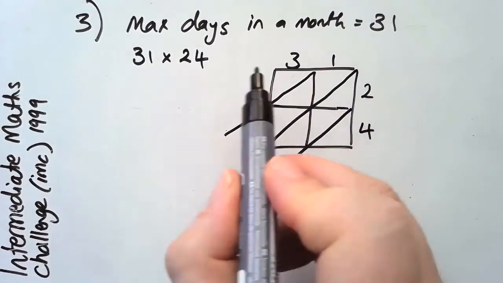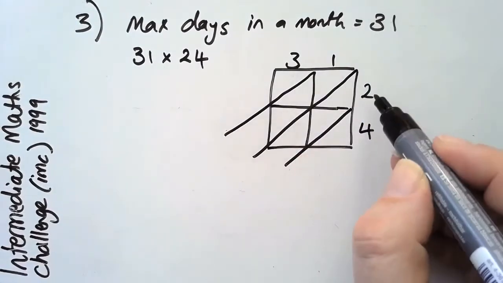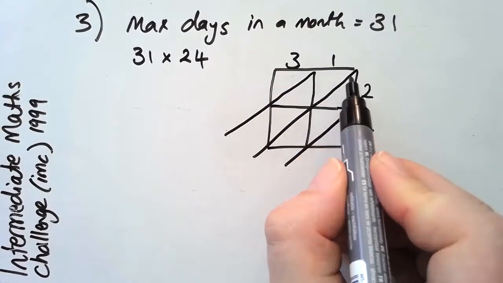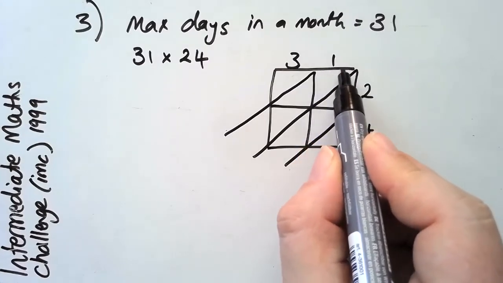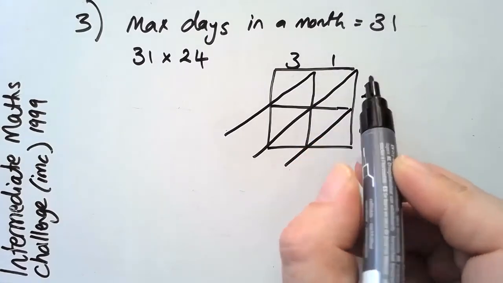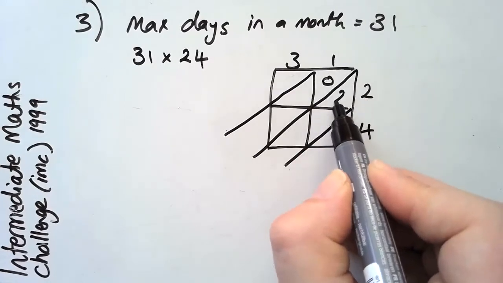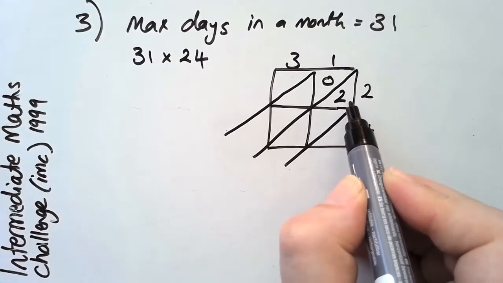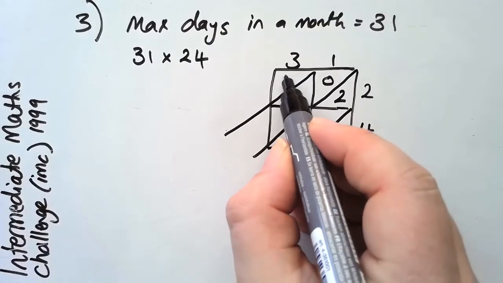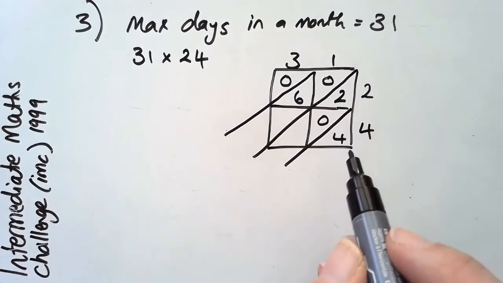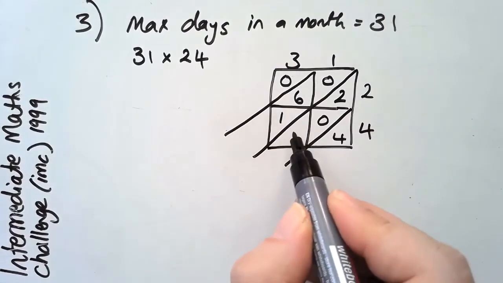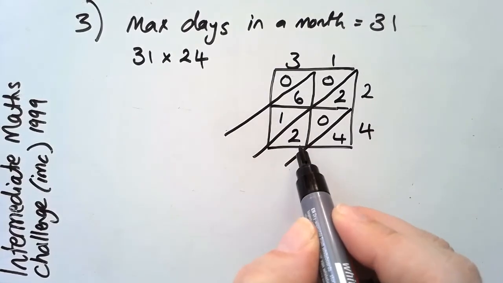What we're doing here is we're writing 31 at the top, we're writing 24 here, and then we are multiplying the 2 digits that are along the row and along the column. So 1 multiplied by 2, this is the tens digit, this is the ones digit. 3 multiplied by 2 is 6. 1 multiplied by 4, 3 multiplied by 4. Now there's a tens digit here because the answer is 12.